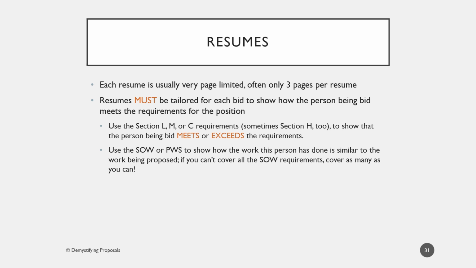Resumes, like past performance, are often very limited, but they also have to be tailored to each bid to show how the person being bid meets the requirements of the position. So use the section L, M, and C requirements, sometimes section H too, to show that the person being bid meets or preferably exceeds the requirements. Use the statement of work and the performance work statement to show how the work this person has done is similar to the work being proposed. Like the past performance, you want to try and cover all of the statement of work requirements in a resume, particularly for key personnel. If you can't cover them all, cover as many as you can.